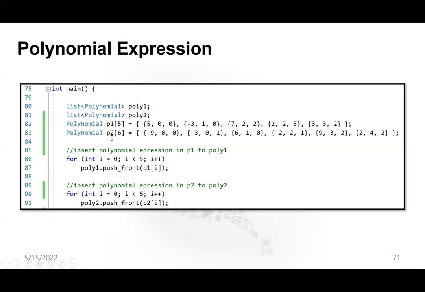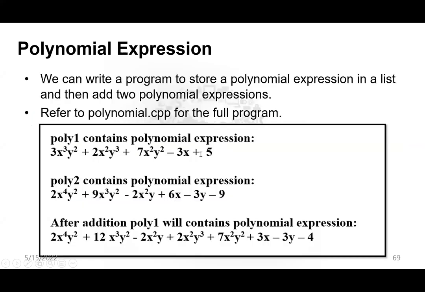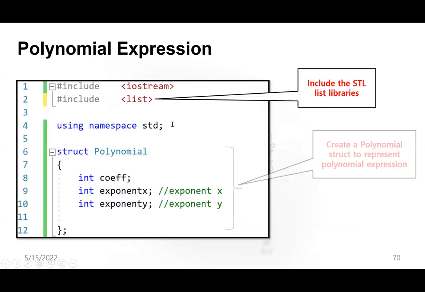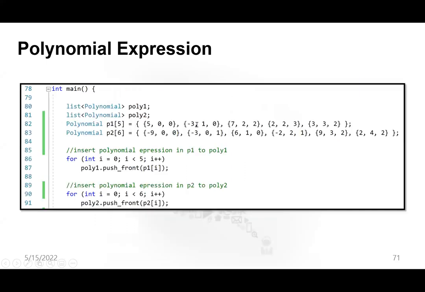Then this array P1 and P2, right? This P1 5 means that the first polynomial expression that I have has only 5 expressions. My example is using this one, 3x, 3x3y2, then plus 2x2y3, 1, 2, 3, 4, 5. So how do I represent these 5 expressions in the array? It will be something like this. This 500 is to represent the 5. This one is minus 3x. This is 7x power 2, y power 2, and so on.